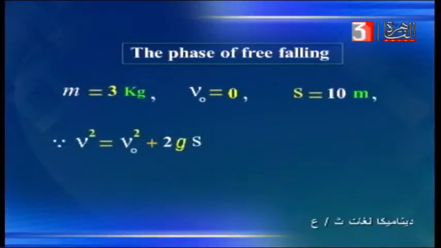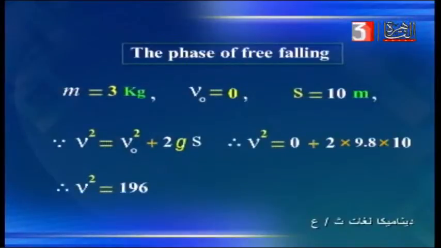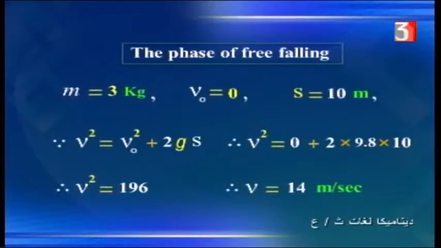Yes, V squared equals V naught square plus 2GS. V squared equals 0 plus 2 times G equals 9.8 meter per second squared, and S equals 10 meter. Then V squared equals 196, and the velocity V equals square root of 196, which equals 14 meter per second. Then the body traveled 10 meters and its velocity at the end of the 10 meters equals 14 meter per second.